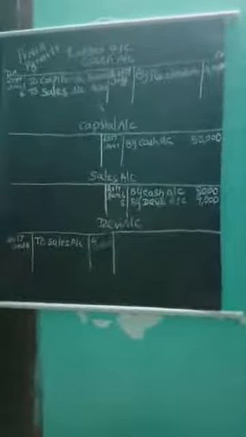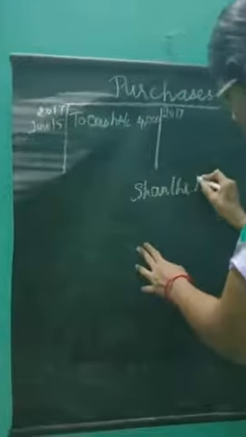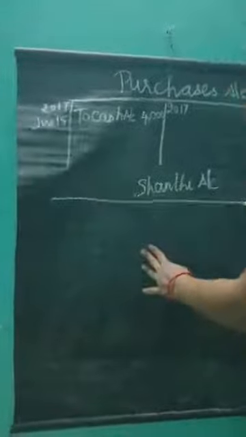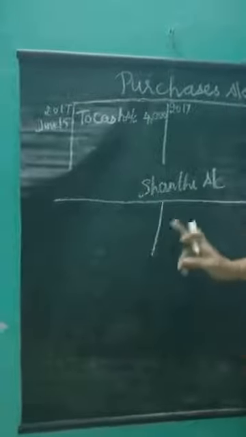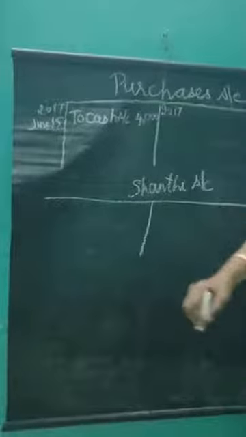Now let us move on to the next journal entry. Goods purchased from Shanti on credit rupees 5,000. So goods purchased, what is the journal entry? Purchases account debit to Shanti account. The purchases account we have already opened for cash purchases. So Shanti account we want to open. You have to write it in the center of the page in your notebook, and in the Shanti account what do we have to write? By purchases.